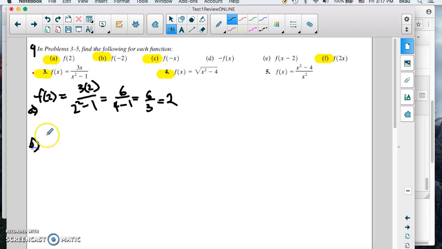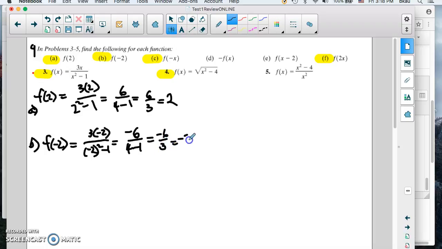Part B on number 3, we'd put in f of negative 2. That means we plug in negative 2 into this function. So it's 3 times negative 2, and then negative 2 squared minus 1. The difference here is the top is going to be negative 6. The bottom stays the same because when we square negative 2, we get 4 still. So we're going to have negative 6 over 3, which is negative 2. So f of negative 2 is negative 2, and f of 2 is 2 for A and part B.